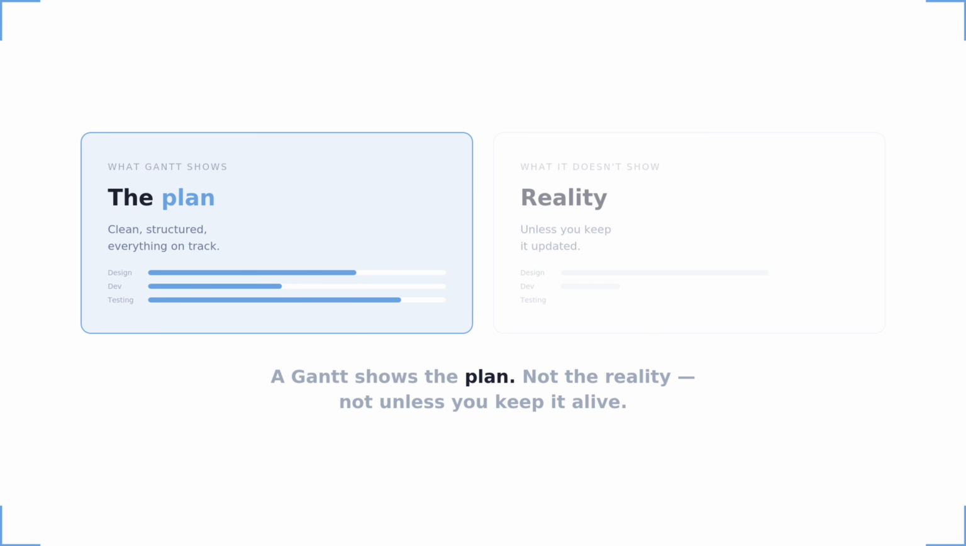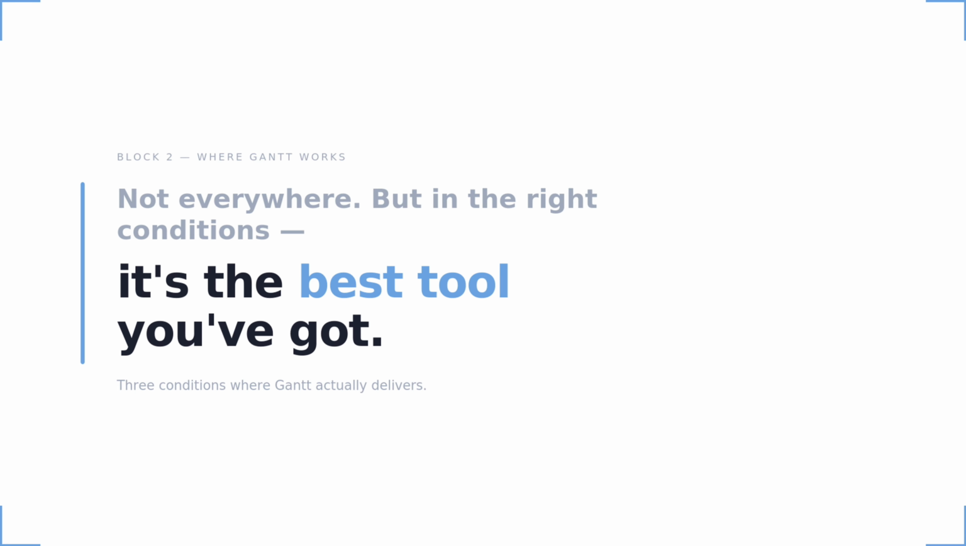But here's the nuance. A Gantt shows the plan well. It doesn't show reality, not unless you keep it updated. And it doesn't work at all in situations where you can't build the plan up front. That's what the next blocks are about. So, where does a Gantt chart actually work well? Not everywhere, but in the right conditions, it's genuinely the best tool you've got.